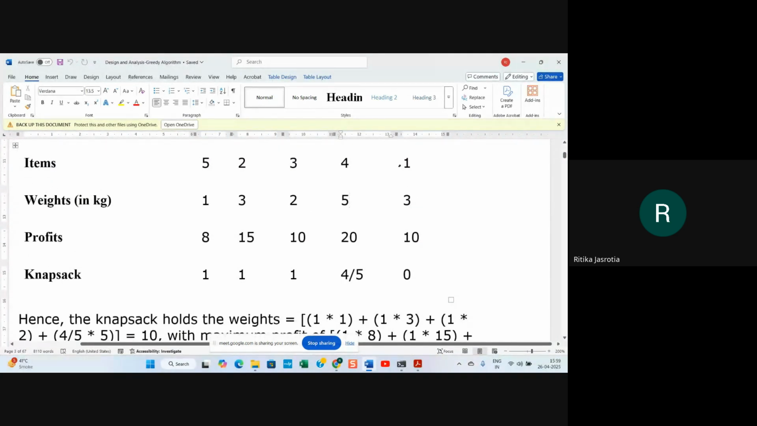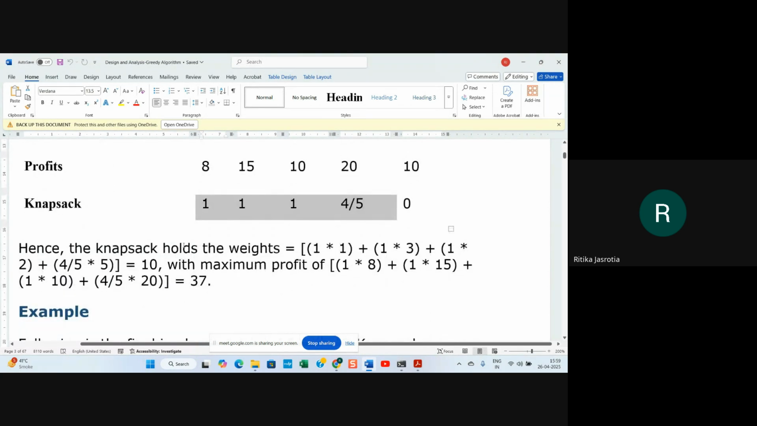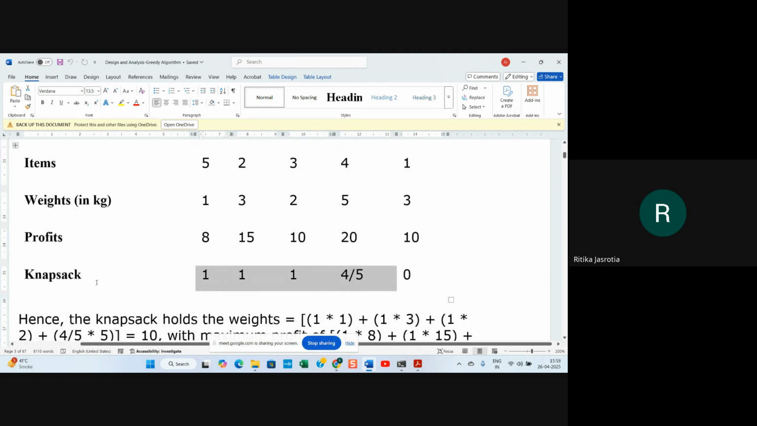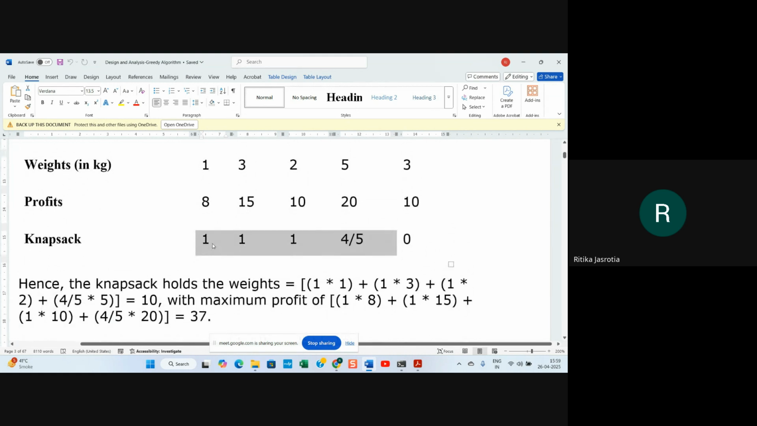The last one we won't put. So these are the items we will be putting. These are the whole items, and this is the 4 by 5 fraction. So hence the knapsack holds the weight 1 into 3 plus 1 into 3, plus 1 into 2 plus 4 by 5 into 5. Here xi we have found out, and pi is this, I think 8. So 4 by 5 into 5 is total coming out to be 10 kg.